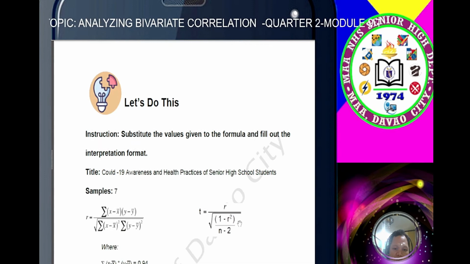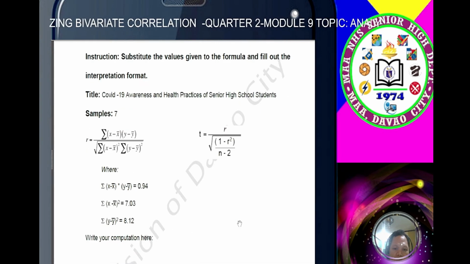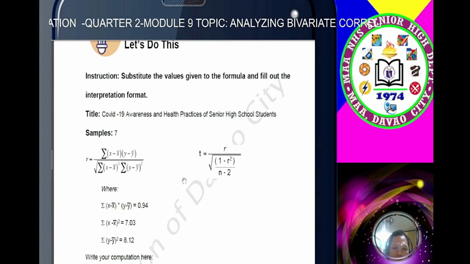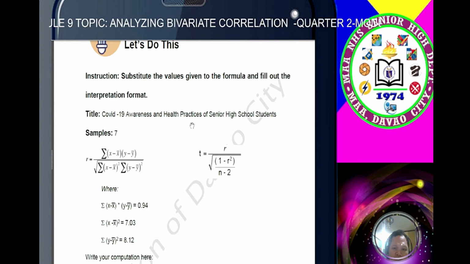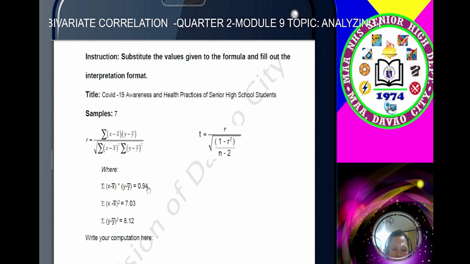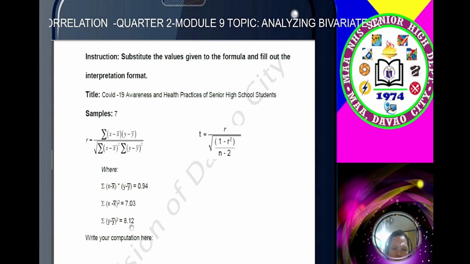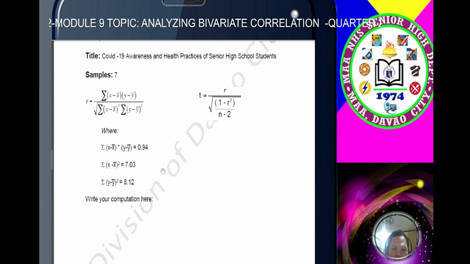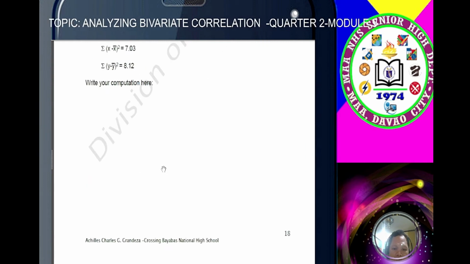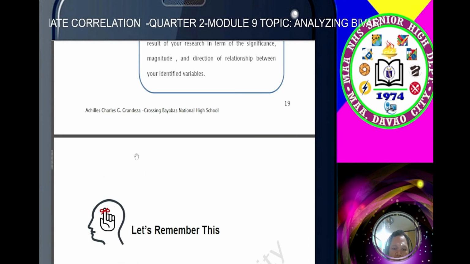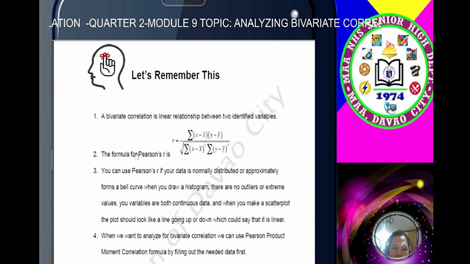Now let's do this. Substitute the given values to the formula and fill out the interpretation format. This is the title: COVID-19 Awareness and Health Practices of Senior High School Students, sample 7. Here's the data given. Just compute the T and the R. Same process, then you do the interpretation table.